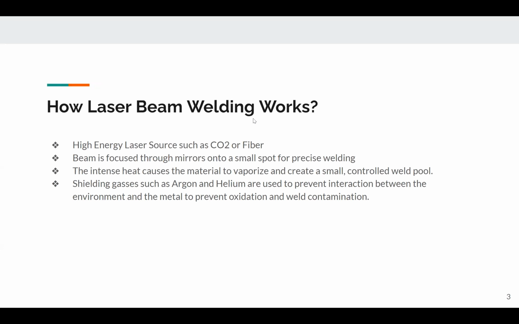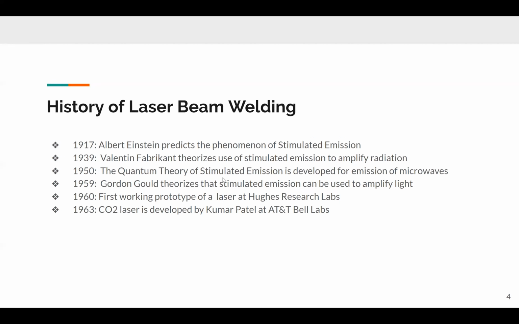And how laser beam welding works is that a high energy laser source such as CO2 or fiber laser is used, and the beam is focused through mirrors onto a small spot for precise welding. And intense heat causes the material to vaporize and create a small controlled weld pool. And shielding gases such as argon and helium are used to prevent interaction between the environment and the metal to prevent oxidation and weld contamination.